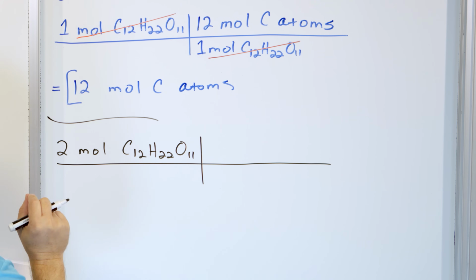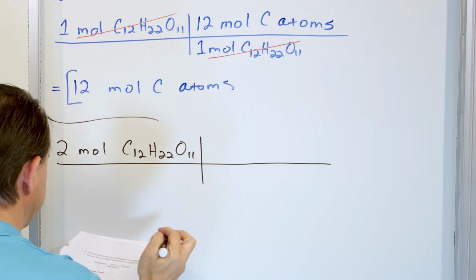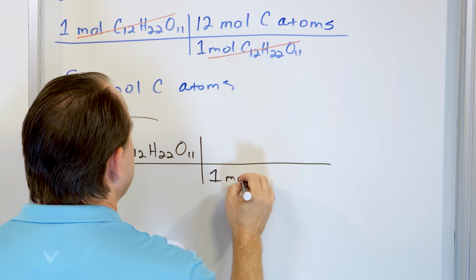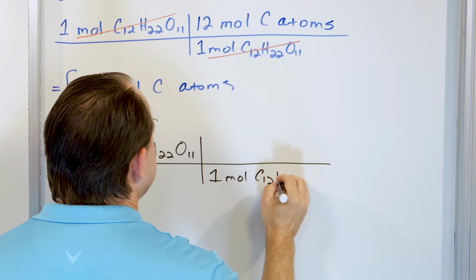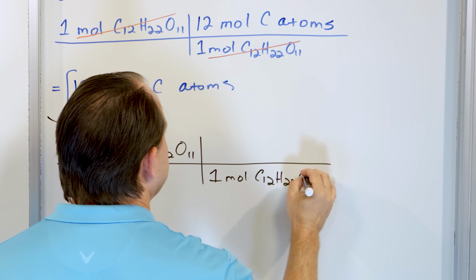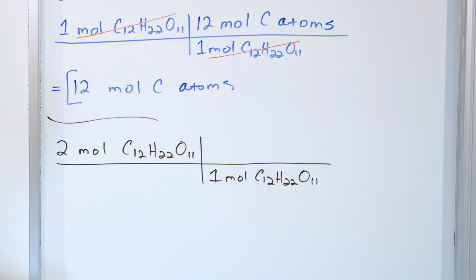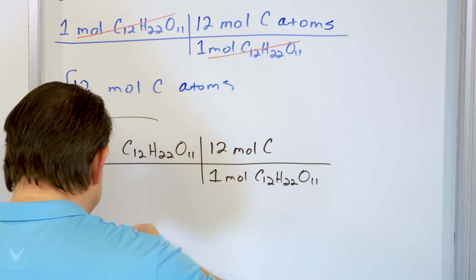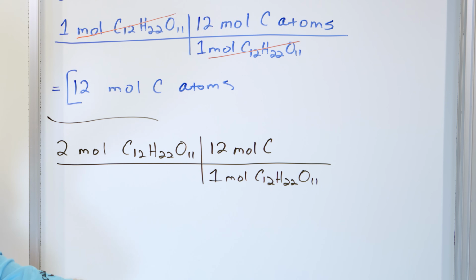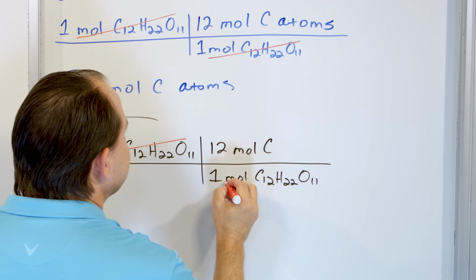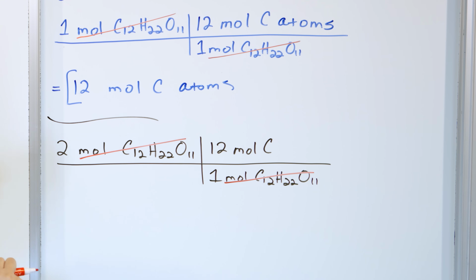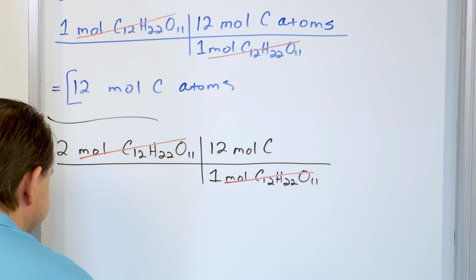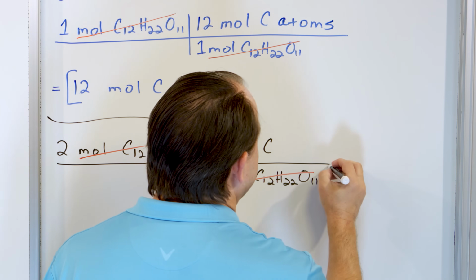Now, I don't know how to go directly to atoms. However, I do know that I can convert from moles. Here, 1 mole of this stuff, C12H22O11, I have to write it down so it matches perfectly. 1 mole of this is equal to 12 moles of carbon. I know this is correct because I just did this in the last lesson. If I stop the conversion factor here, then I'm going to calculate how many moles of carbon I have. But I don't want moles of carbon. I want to know how many atoms of carbon.